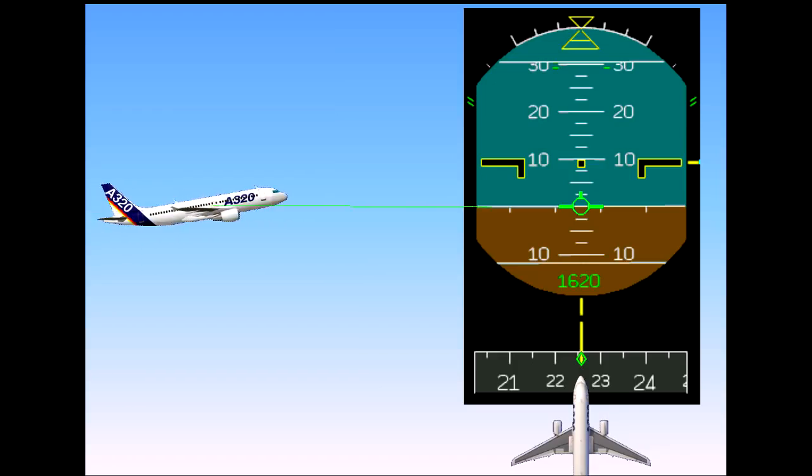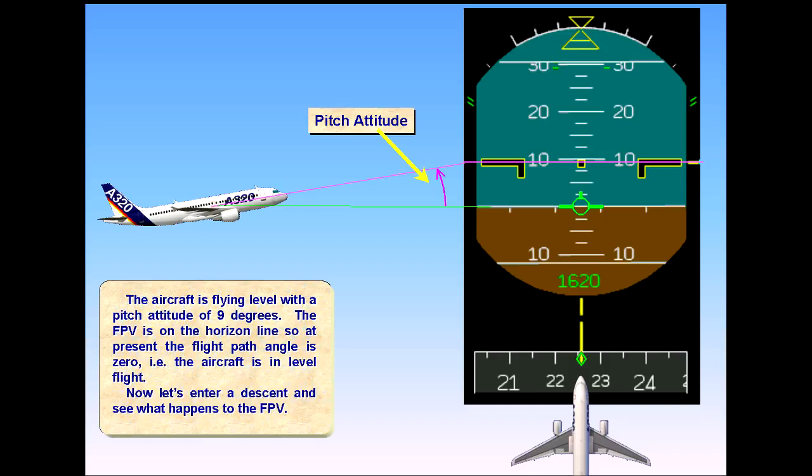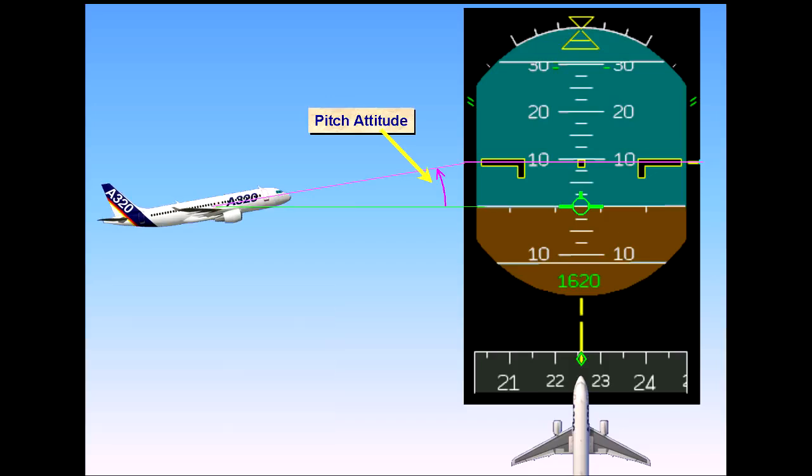The aircraft is flying level with the pitch attitude of 9 degrees. The FPV is on the horizon line, so at present the flight path angle is 0. That is, the aircraft is in level flight. Now let's enter a descent and see what happens to the flight path vector. The flight path vector will move down to indicate the angle at which the aircraft is descending through the air. This is known as the flight path angle.